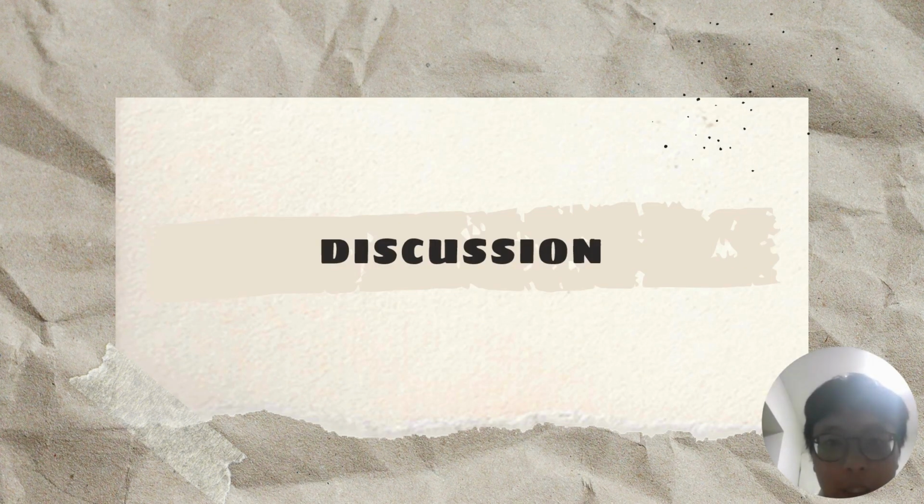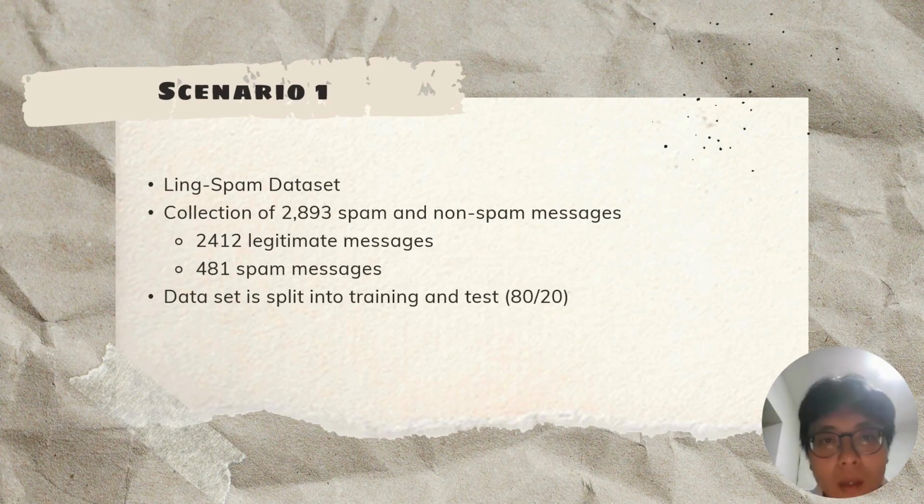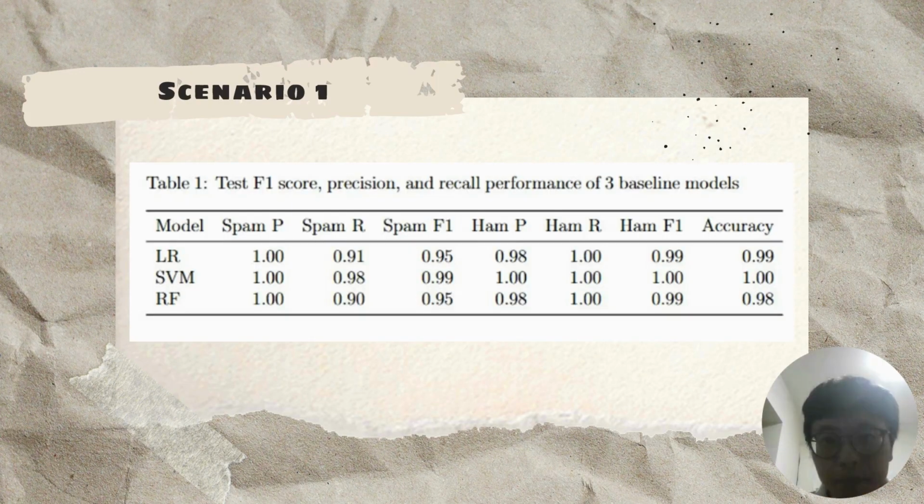Thanks, Kim. I'm Kawing and I'll be discussing the training and evaluation results for the three models: logistic regression, random forest, and support vector machine. We trained and evaluated our models twice using two different datasets. I'll start off with our first training scenario. We used the linked spam dataset with a collection of 2,893 spam and non-spam messages, and the dataset was split for training and test in an 80-20 ratio.